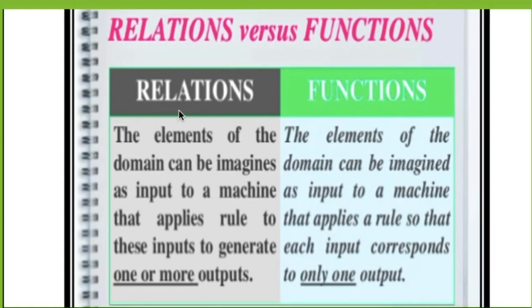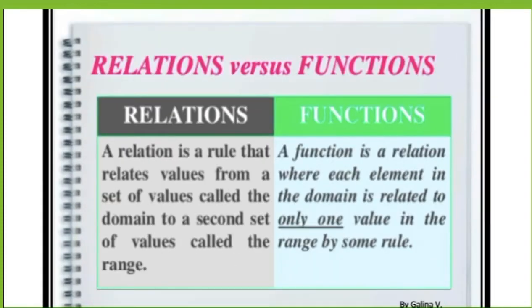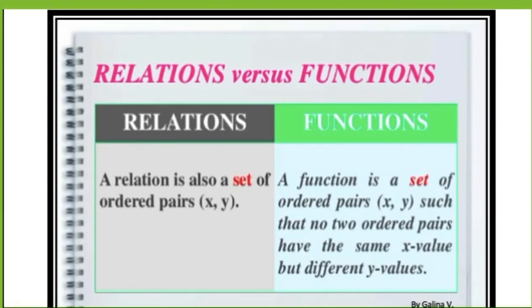So the relations where the input generates only one output, that is what we call functions. However, relations can generate more than one output. So if a relation generates more than one output, those are not considered to be functions anymore. Because again, in a function, each element in the domain is related to only one value in the range by some rule. So for example, a relation is a set of ordered pairs, while a function is a relation such that no two ordered pairs have the same x value but different y values.